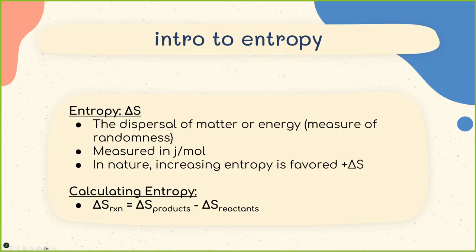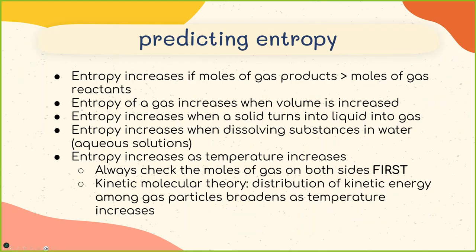So entropy, randomness, microstates, higher entropy, increase in entropy. That is the products minus the reactants. And of course, the universe, nature, increasing entropy is pretty much favored towards disorder, chaos. It increases if the moles of gas in the products are greater than the moles of gas in the reactants. If the gas volume increases, you have more ability to create more microstates because there are more positions.